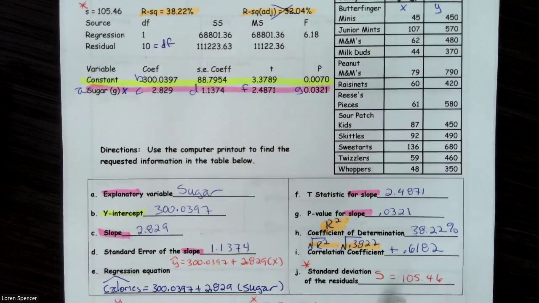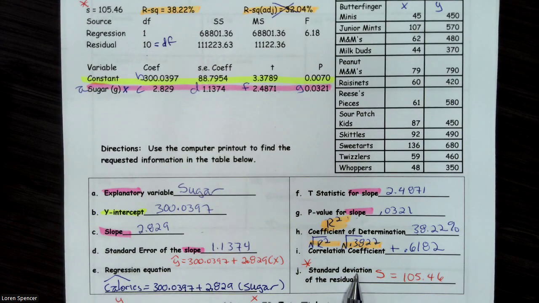And the difference between the standard deviation of the residuals and the standard error of the slope: the standard error of the slope measures how much the slope can vary. Here we're saying the standard deviation of the residuals is how much variation we can expect in the amount of calories based on a specific amount of sugar.